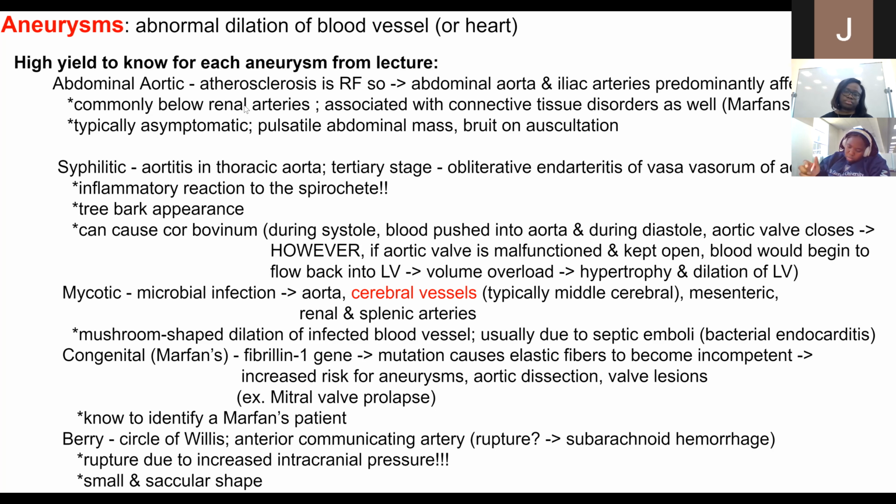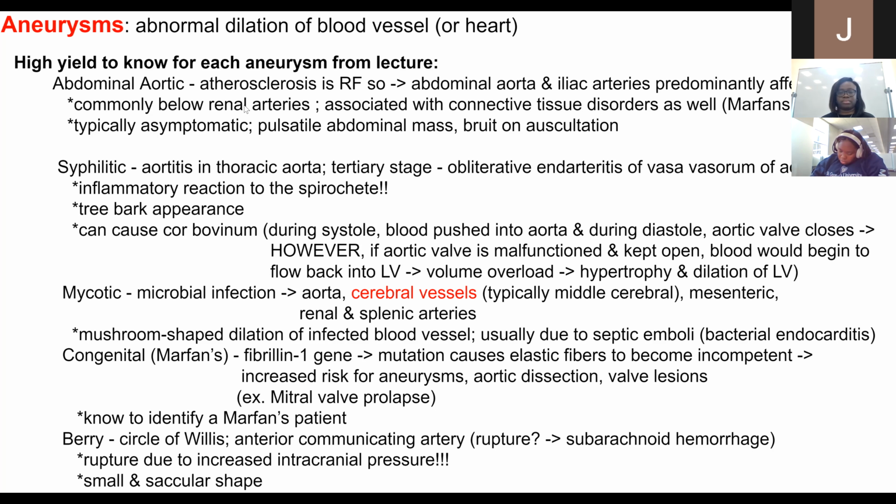Usually it's due to septic emboli, again, bacterial endocarditis. It dislodges and goes out, and then that's going to cause a mushroom-shaped dilation. You're going to have congenital, right? So this one's going to definitely have symptoms of Marfan's, you know, tall, lanky man, all of that stuff. Fibrillin 1 gene is affected. That's what we were asked. Fibrillin 1 gene. Mutation is going to cause the elastic fibers to become incompetent, increased risk for aneurysms, valve lesions, mitral valve prolapse. That's on a later one.